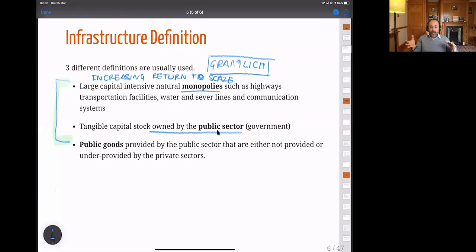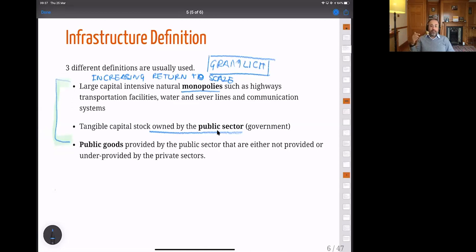So the third definition says public goods provided by the public sector. Why? So why are public goods being provided by the public sector? Because we know from the definition of public goods that they are non-excludable and non-rival, which means under either of these conditions, the market will not be able to provide it. So if it's not excludable, everyone can use it. So why would anybody pay for it? It's non-rival. That means the marginal cost of producing it is zero, right?